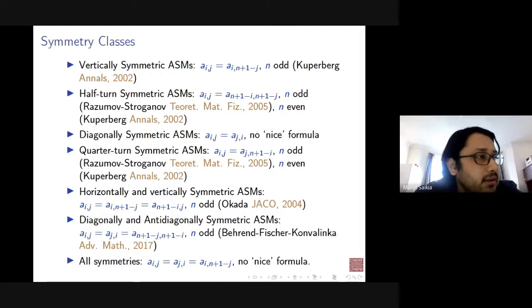One can also have something called all symmetries, but again, there is no nice formula. Recently, I think there was a paper about this on the arXiv. I forget, but the formula is again complicated, so it's not a product formula. Anyway, these are some classes that we'll be looking at. Not all of them we'll look at. I think we'll look at only the vertically symmetric and horizontally symmetric case, and later on quarter-turn symmetric alternating sign matrices as well.